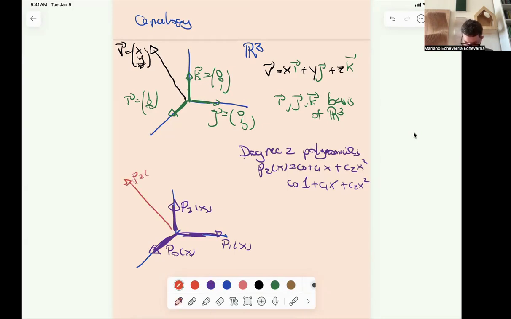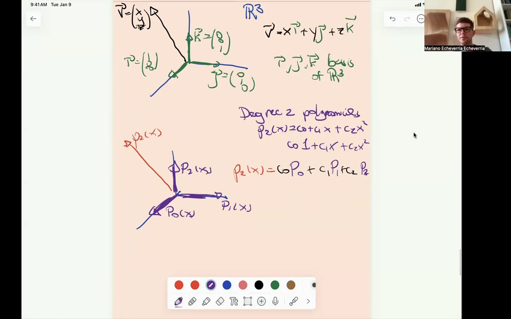So here's your degree 2 polynomial. Then it will be super easy to write it as a linear combination of P0, P1, and P2, because P0, P1, and P2 are perpendicular. So it's going to be C0 times P0 plus C1 times P1 plus C2 times P2. And again, I'll explain to you next week how to find these coefficients, C0, C1, C2.